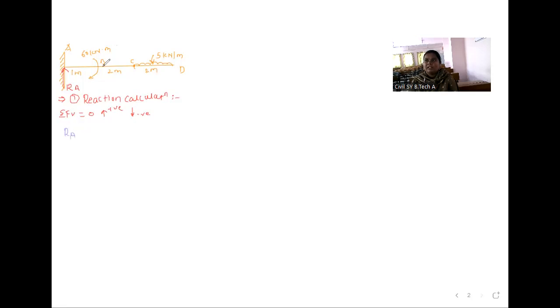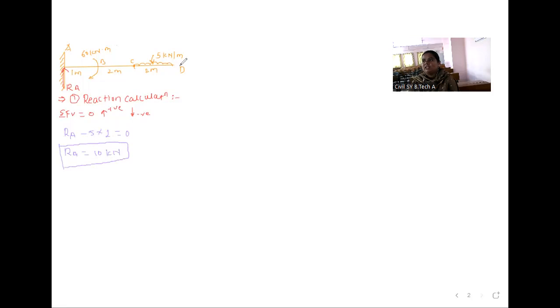After that, will we consider this 60 kilonewton meter in the vertical forces or not? Not, because this is a moment couple. After that, which vertical force is remaining? This uniformly distributed load. This pushes downward, that means minus 5 into, okay, this is a uniformly distributed load, so we have to convert this UDL to a point load. We multiply the 5 kilonewton per meter by the span, which is 2 meter, equal to 0. So RA equals 5 into 2, which is 10 kilonewton. Directly we got the value of RA.